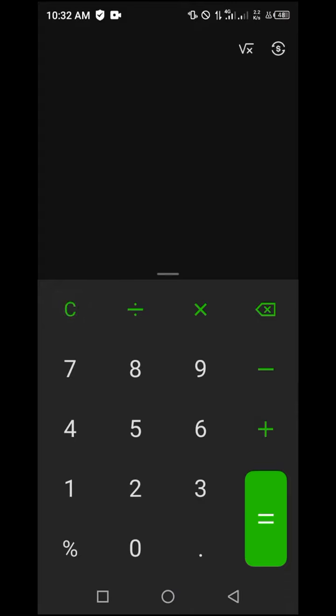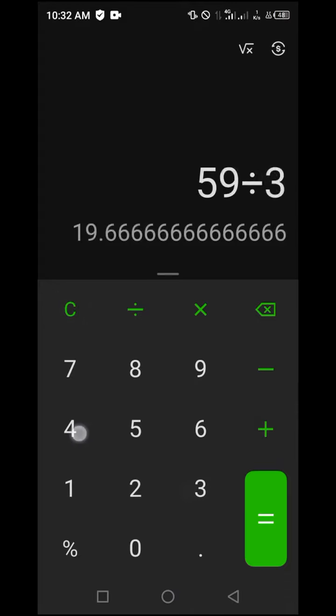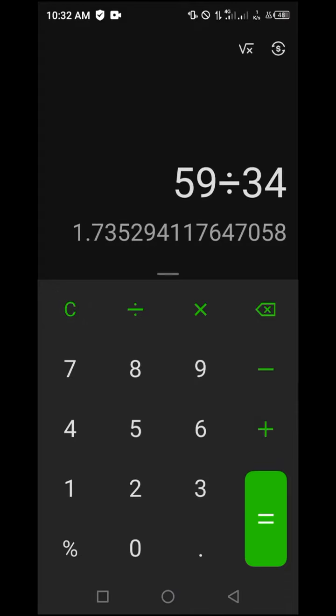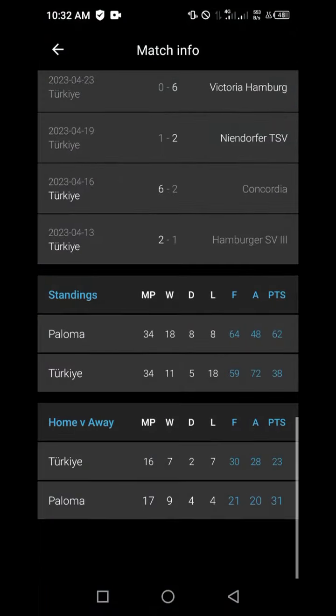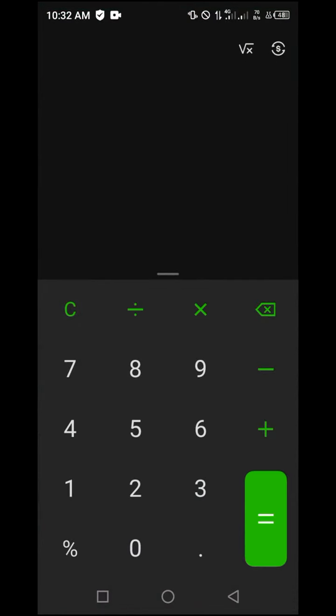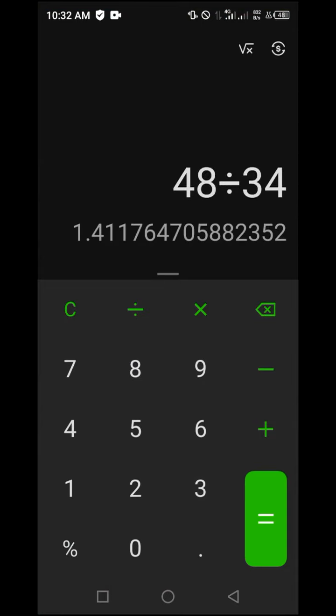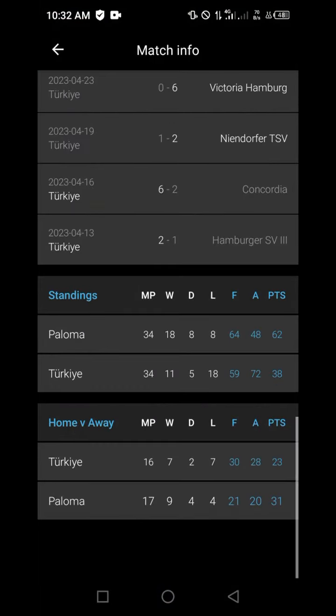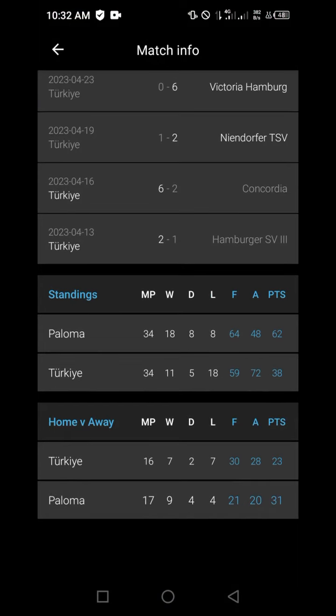59 divided by 34, they have a score rate of 1.7, which is still good, but this time we have to check the defense of the opponent, or the rate at which they concede. If it is still good, or they are not defensive, then it is good. In this case, we're going to take 48 divided by 34 for the opponent. That's 1.4, which means they are not very defensive. In other words, these two teams have a good possibility of scoring and a good possibility of conceding. So an over 1.5 or 2.5 goal possibility is a very big possibility in this match.